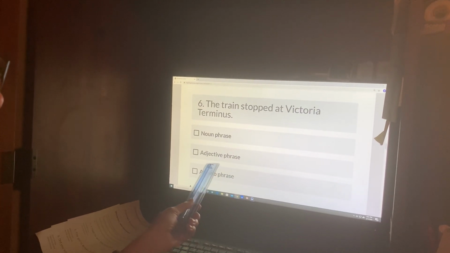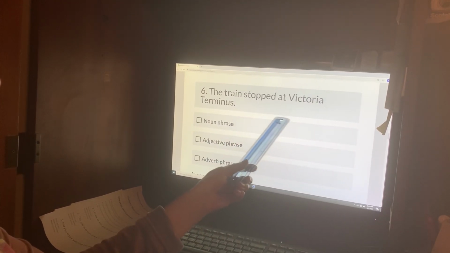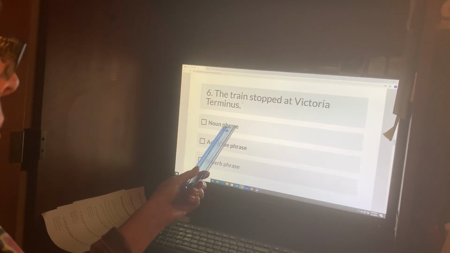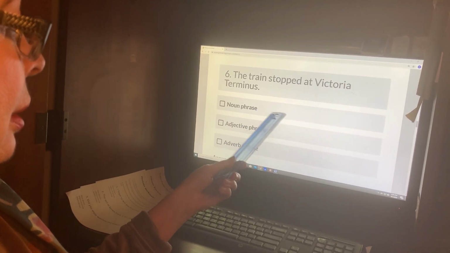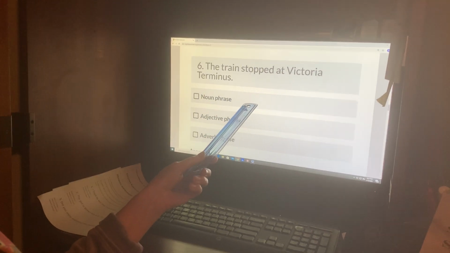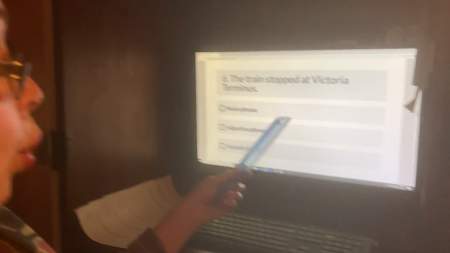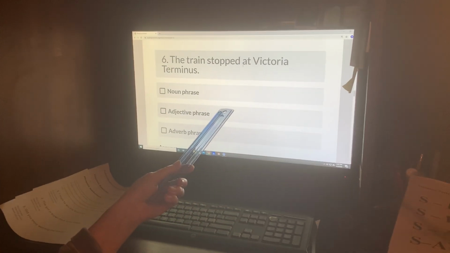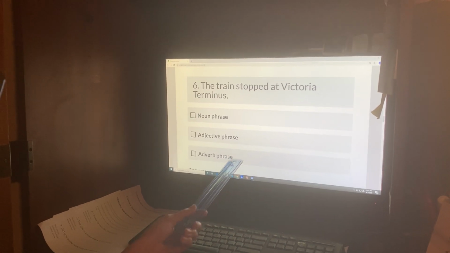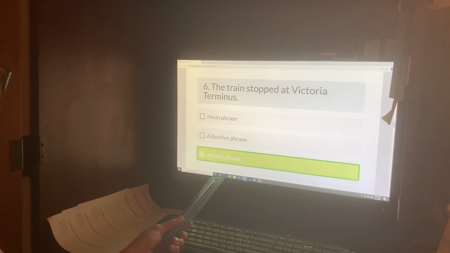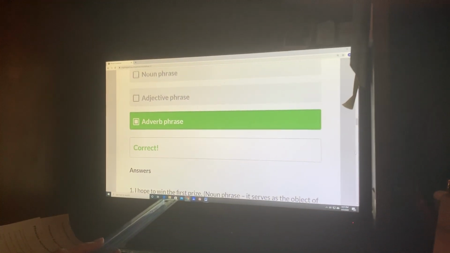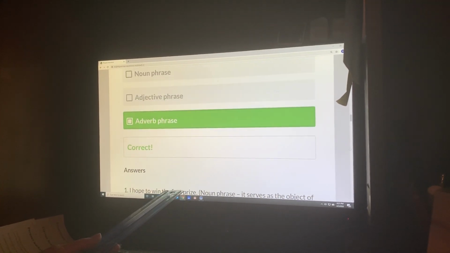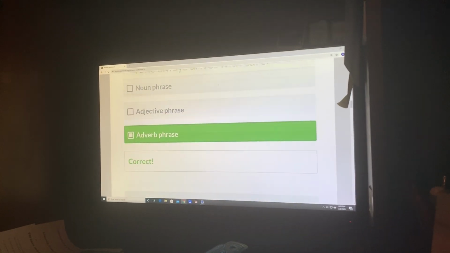At Victoria Terminus. Prep phrase. Subject, train. Stopped, action verb. The train stopped where? What answers where? Adverb phrase. Okay. Any questions?